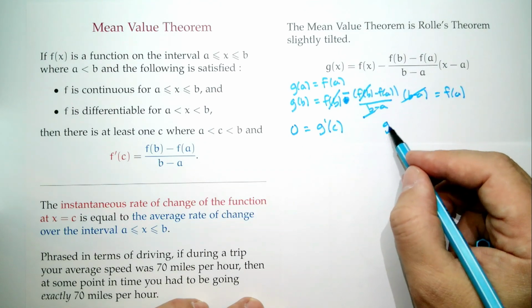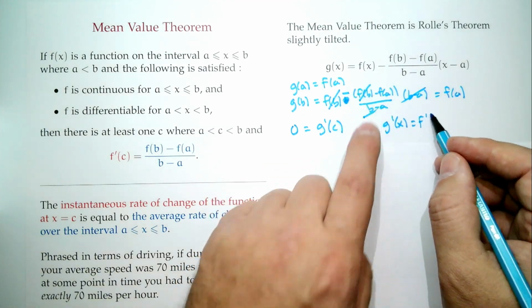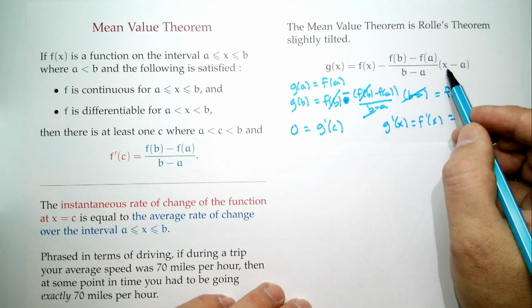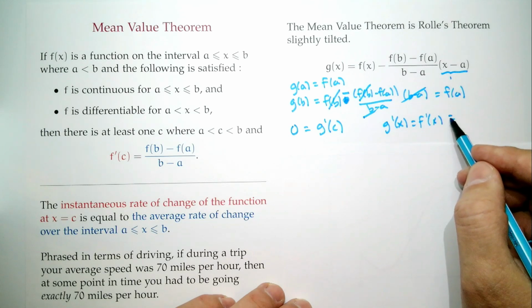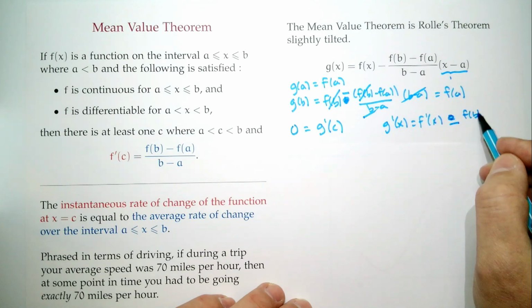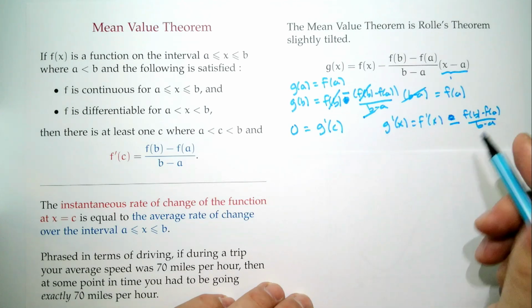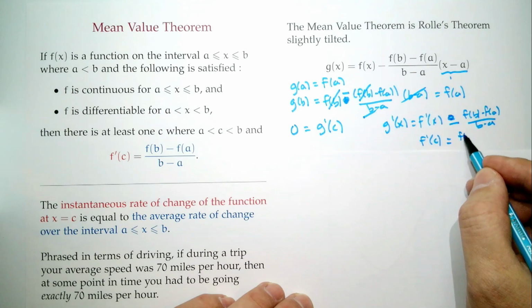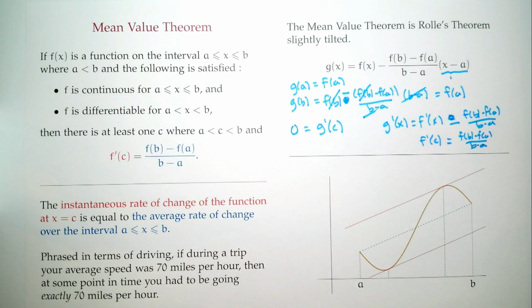But wait a second, what is g prime of x? Work it out. It is f prime of x. And what do we get when we take the derivative of this part? Well, the derivative of this piece is 1. So we end up with f prime of x, whoops, not equals, minus f of b minus f of a over b minus a. So if g prime of c equals 0, that says that f prime of c minus f of b minus f of a over b minus a equals 0, or f prime of c equals f of b minus f of a over b minus a. Okay, so that's how you can prove the mean value theorem using Rolle's theorem.